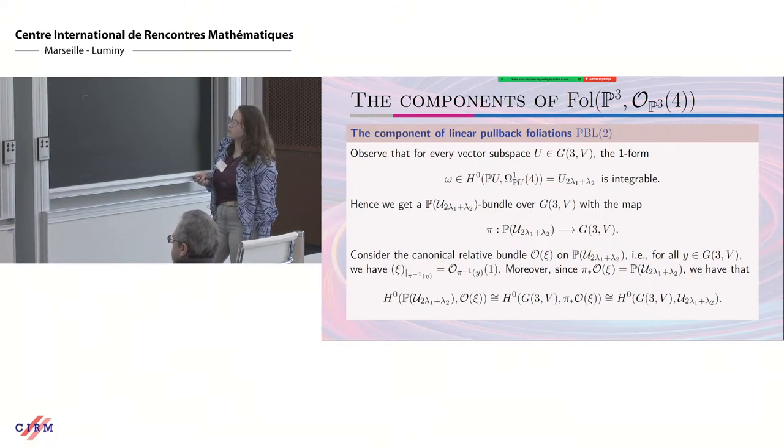And if you consider the canonical relative bundle on this bundle, we have the property that the global sections on this canonical relative bundle are isomorphic to the global sections of the corresponding bundle with highest weight 2 lambda 1 plus lambda 2 over the Grassmannian. So these are isomorphic.